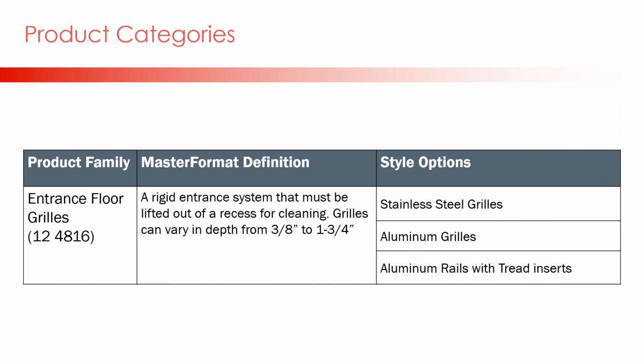The products we have reviewed so far are all categorized as mats, as they meet the 1/4 inch to 1/2 inch depth requirement. The next section will review the entrance floor grille options. A rigid entrance system must be lifted out of a recess for cleaning. Grilles can vary in depth from 3/8 inch to 1 3/4 inch. There are 3 primary products included in this category: a stainless grille, an aluminum grille, and aluminum rails with tread insert options.